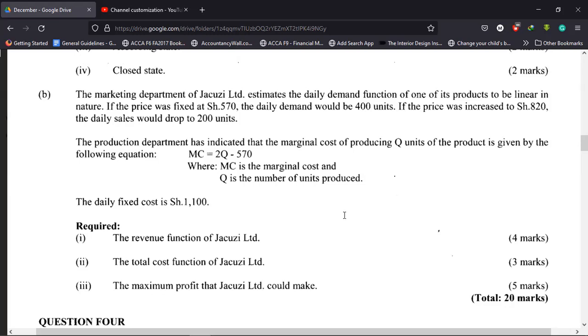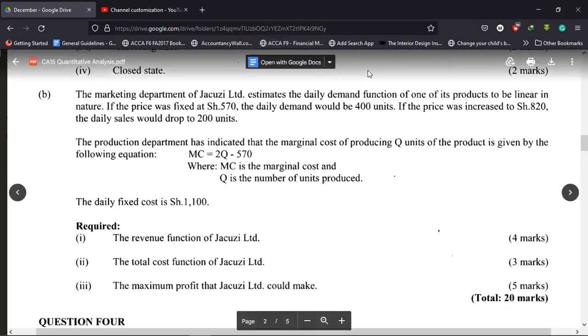Let us reach that point. We are not supposed to look at the marginal cost functions. I just wanted to look at the first paragraph. So the marketing department of Jacuzzi Limited made the daily demand function of one of these products linear in nature. If the price is fixed at 570, the daily demand would be 400. And if the price is increased to 820, the daily sales would drop to 200. That is for sure.